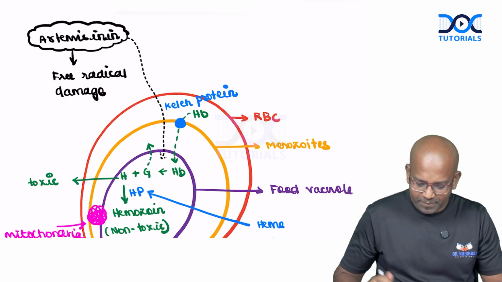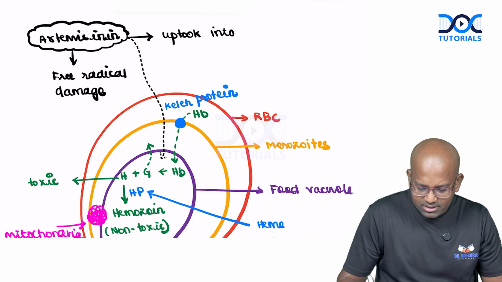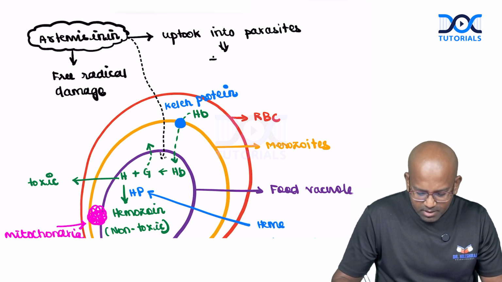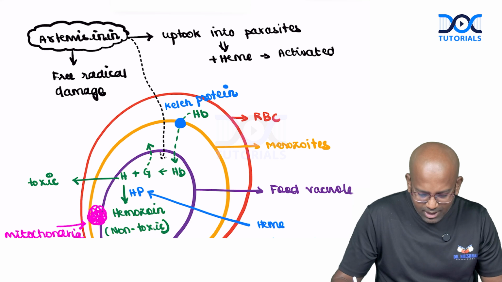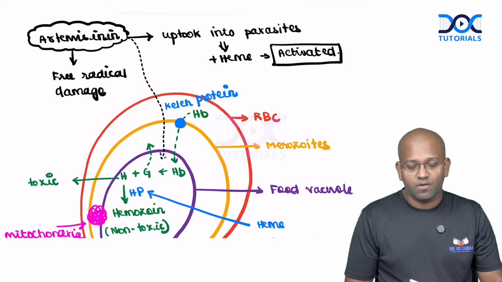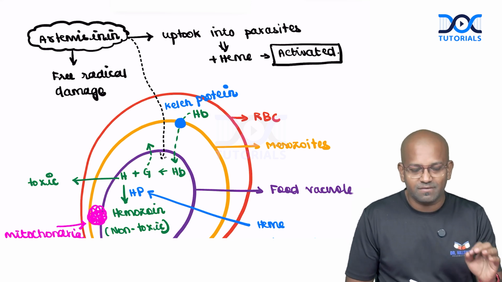As simple as that. So artemisinin derivatives will be taken up into the parasites. It binds with heme, thereby getting activated. Please note this is an important step in the mechanism of artemisinin derivatives. Also, we'll be explaining more regarding the resistance patterns of artemisinin derivatives here itself.